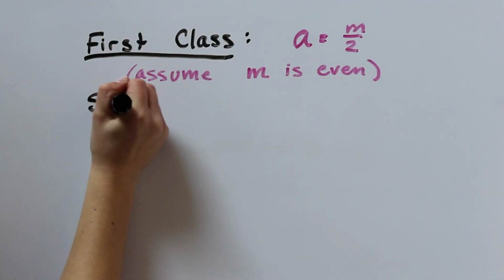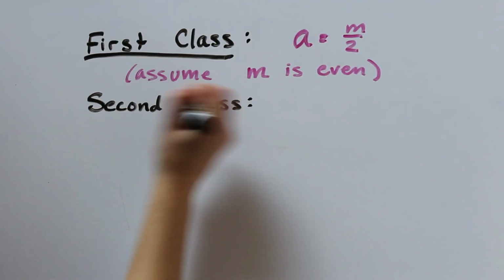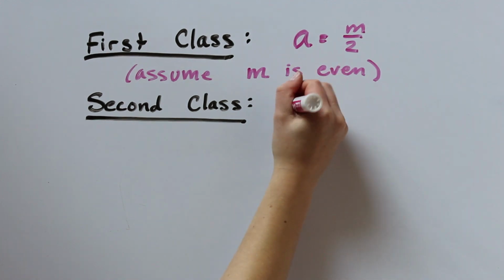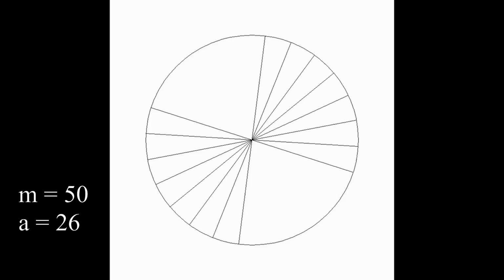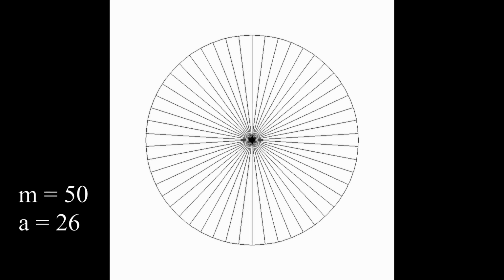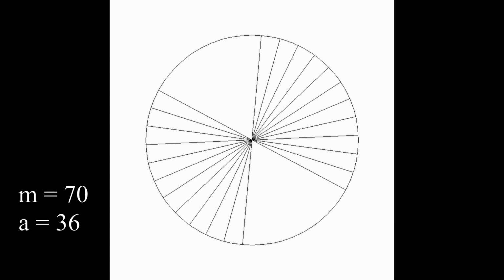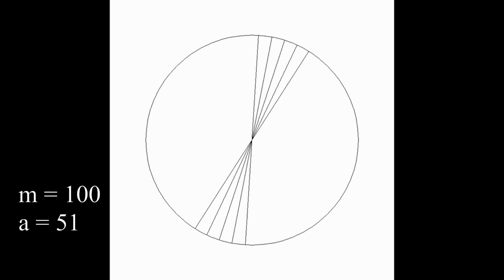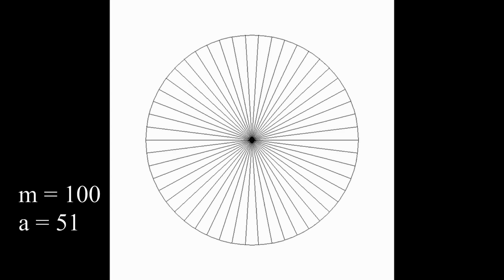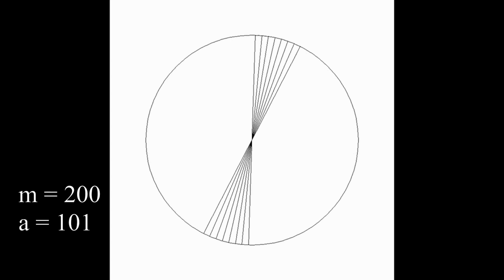The second class we'll be looking at is when A is one more than half the modulus, or A equals M over 2 plus 1. Here are some examples of this class. Again, they all have a very similar structure, almost like a wheel. If you want to think through this one for yourself, go ahead and pause the video now.